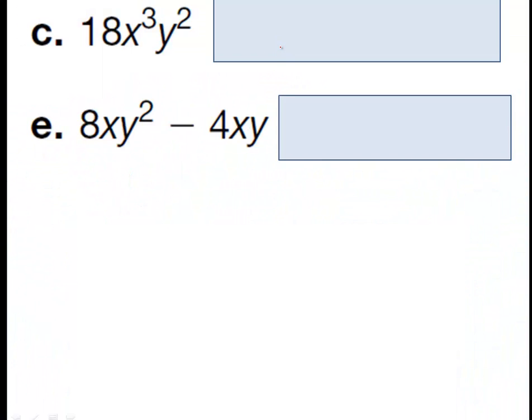Let's see if you can do it. Go ahead and do C. It's a monomial. It should be pretty easy. That one you can do pretty quickly. Pause the video and write down your answer.